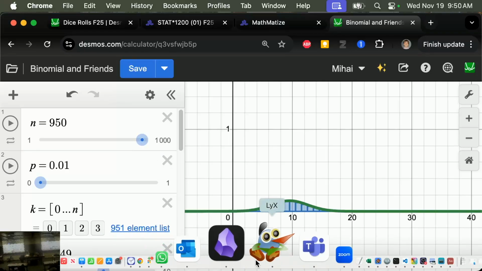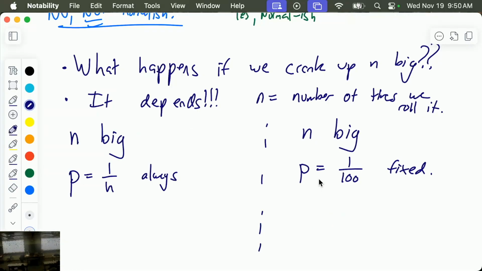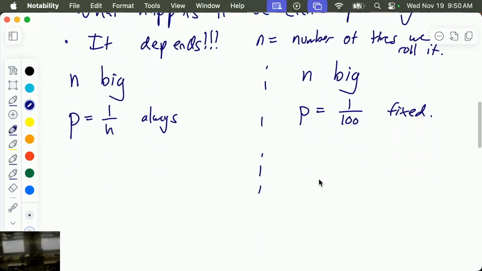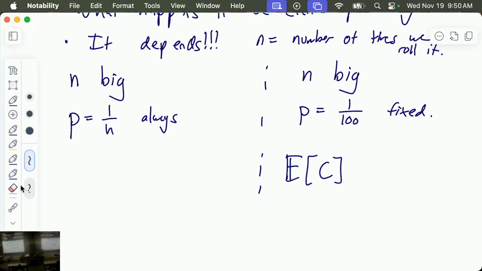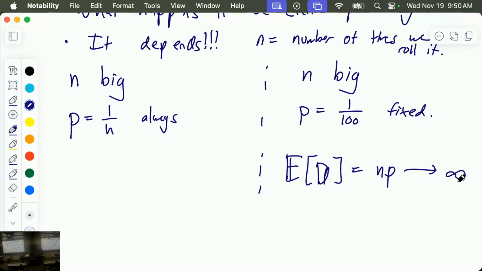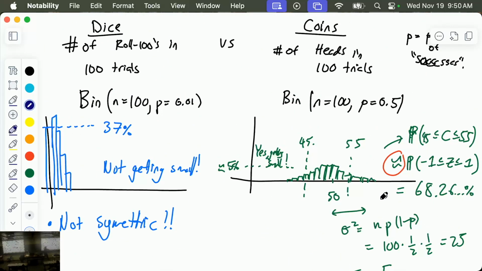So if you roll it enough times, even with p equals 1 over 100, it really is the average of the coins, or the dice rolls in this case. That is n times p. And if n is getting bigger and bigger, and p is a fixed number, then this will eventually get really big. This will go to infinity as n goes to infinity. And that will eventually look like this situation. So if you have a really big n value, even if the p is really tiny, as long as n times p is big enough, it will start to look like this situation in green over there.